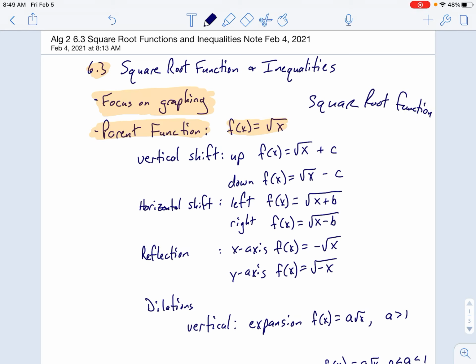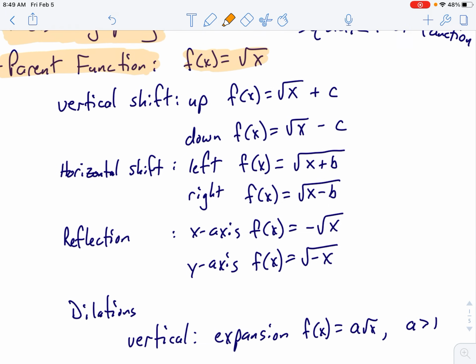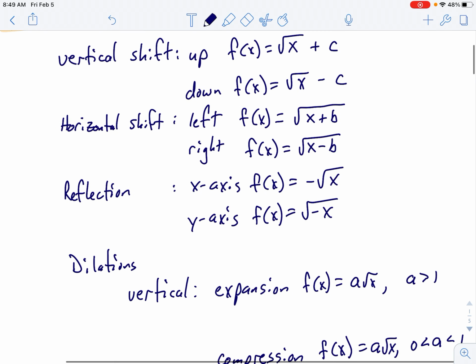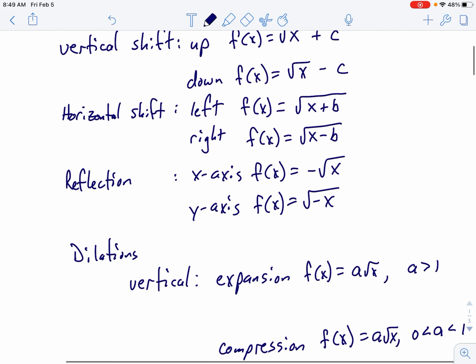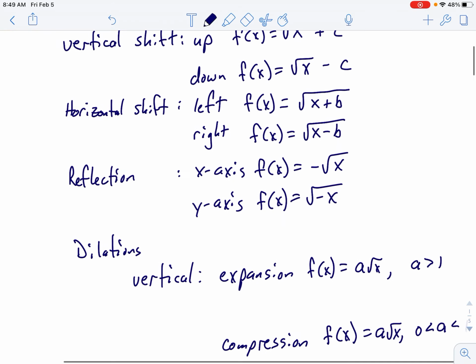And I just realized that that was already written up here. I didn't probably need to write it down a second time. Oh well. So as far as graphing, you take the parent function in whichever form it may be, and you do things to it. You can shift the graph up or down, left or right.